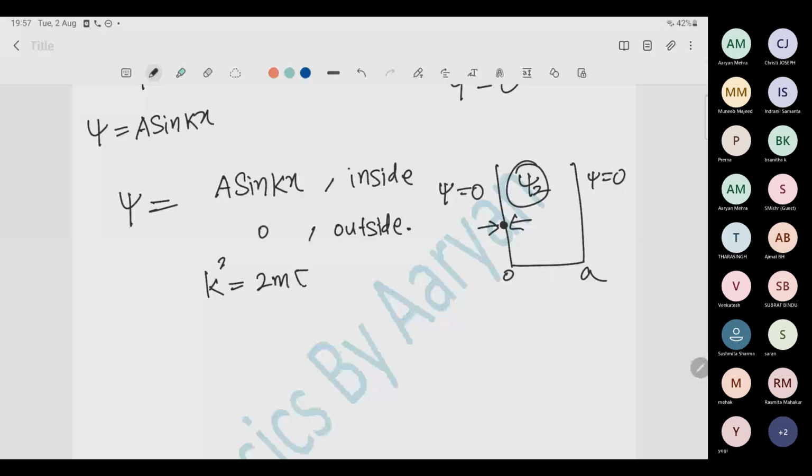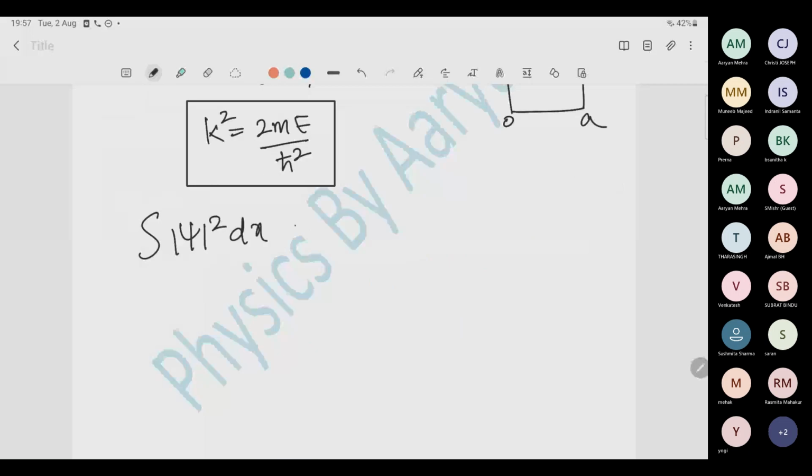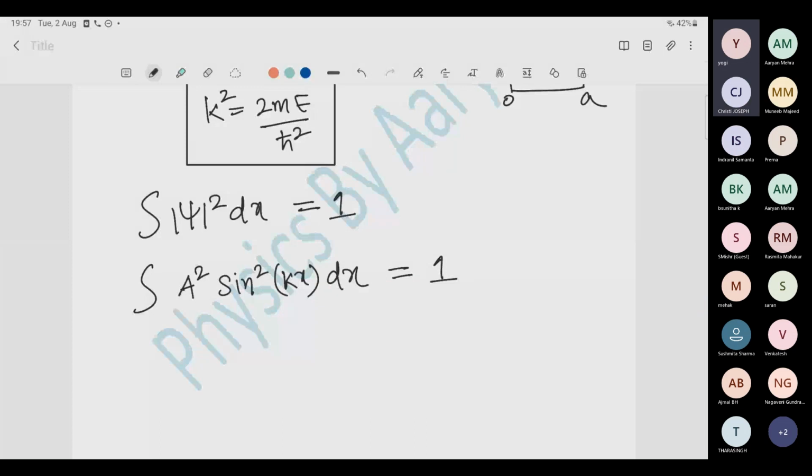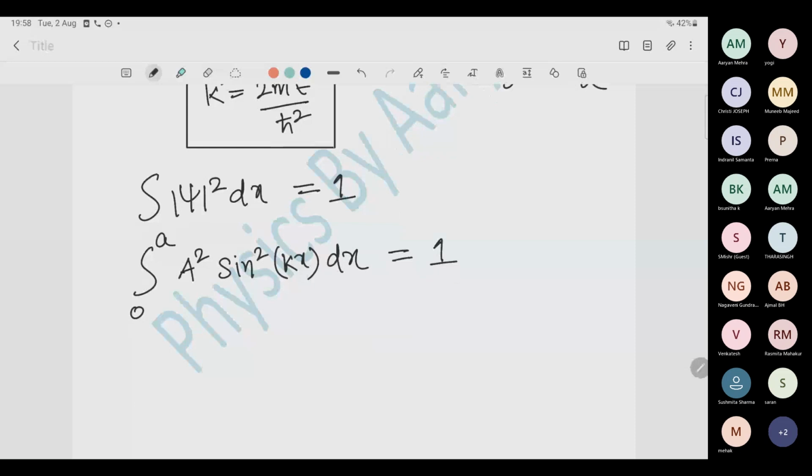So how do we find a? We find a by using the normalization condition, that integral of phi square dx must give you the value 1. So if this is the case, let's do it. A square integral of sin square kx dx equals 1. Now I want you to tell me what should be the limit of this integral. Zero to a. Yes, 0 to a, because outside these limits the wave function is 0.